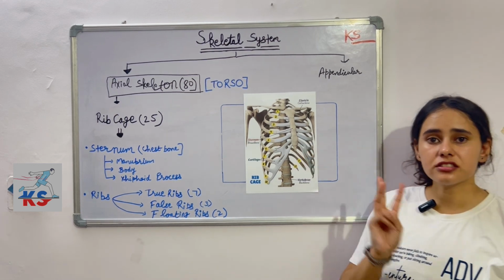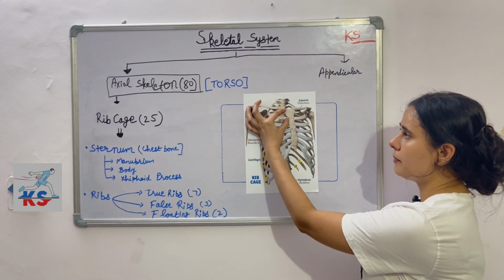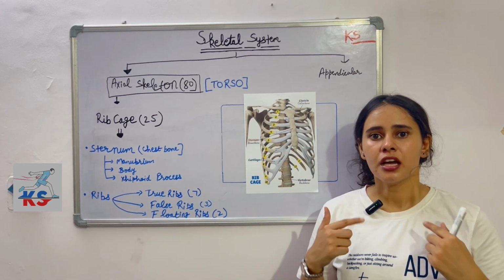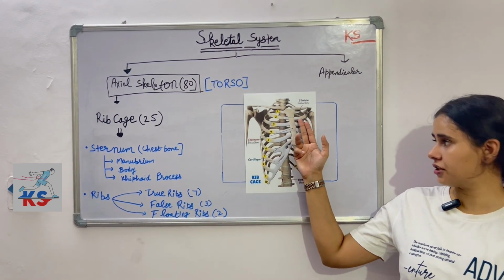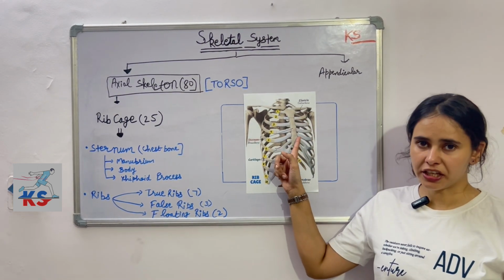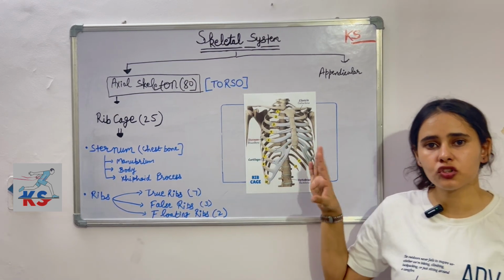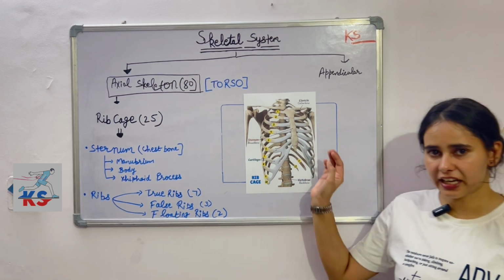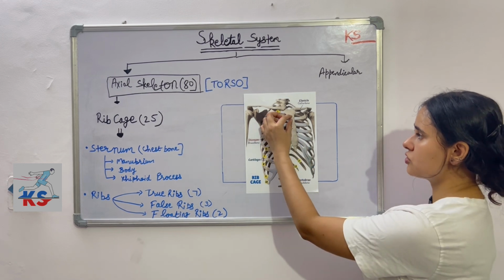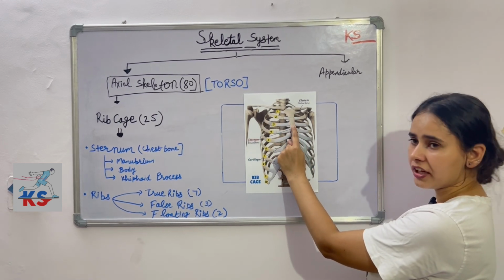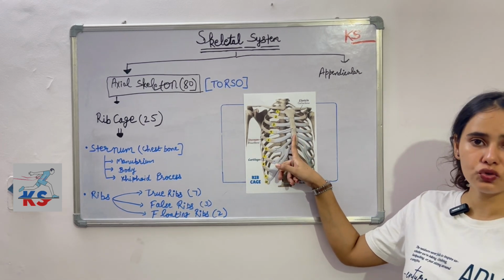Now, sternum has 3 segments. The first one is manubrium. This portion is called manubrium. The first set of ribs and the clavicle, which is the collarbone, are attached to this segment. After that is the body. The body is the longest segment and the maximum set of ribs are attached to this segment. The second rib is attached to the junction of the manubrium and the body, and then the third, fourth, fifth, sixth and seventh sets of ribs are attached to the body.